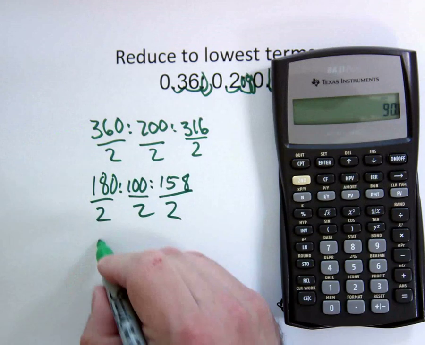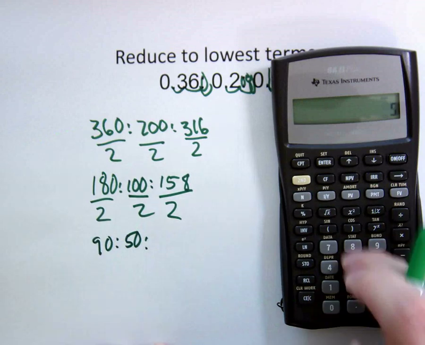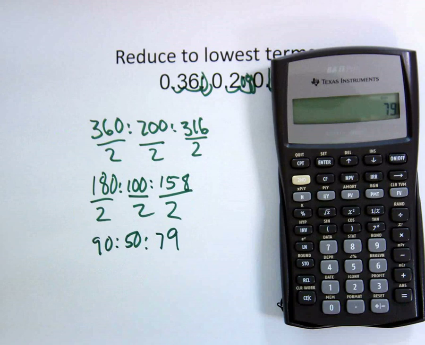So that's 90, and 100 divided by 2 is 50. And finally 158 divided by 2 is 79. Well, because of the 79 at the end here, I don't think we can go any further. So this is our final answer, 90 to 50 to 79.